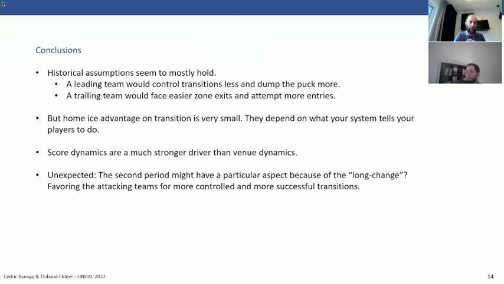But the one thing we found is that home ice advantage is very small, especially compared to the score dynamics, which are much stronger drivers of how teams change the way they approach transitions. The unexpected finding, and maybe the most interesting one, is the impact the second period seems to have, and maybe the aspect of the long change that is favoring the attacking teams over the defending team, with a more open game and more transitions and more successful transitions.